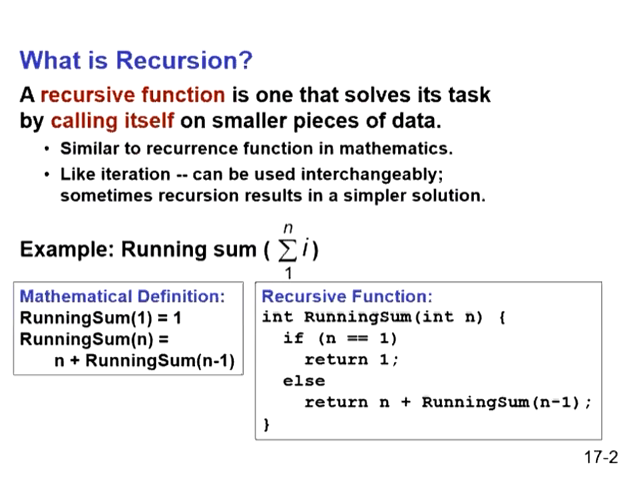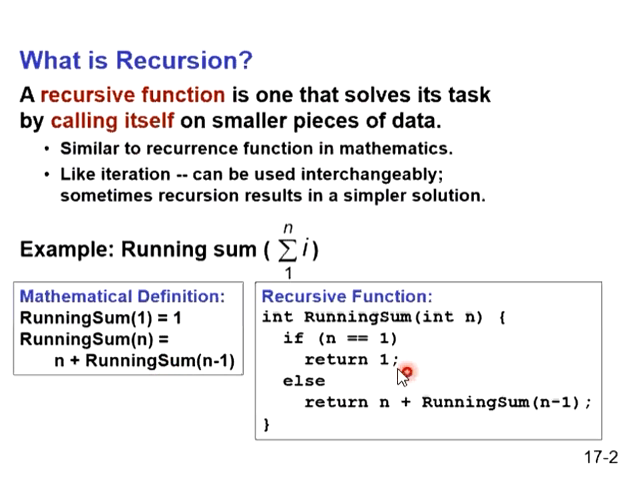Firstly, a recursive function is one that solves its task by calling itself on smaller pieces of data. For example, we have the function running sum. You want to get the sum from 1 to n. So we define the function running sum, and the terminal value: when we pass 1, we return 1, and when we pass n, you return n plus running sum n minus 1. And that calls itself.